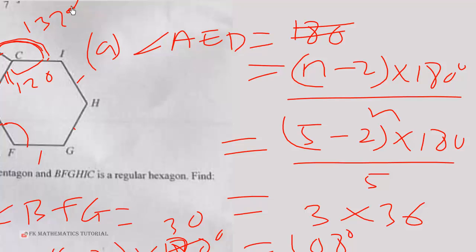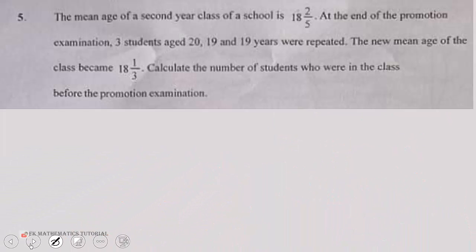Now let's look at question number 5. The mean age of a second-year class of a school is 18 and 2 over 5. At the end of the promotion examination, 3 students aged 20, 19, and 19 years were repeated. The new mean age of the class became 18 and 1 over 3. Calculate the number of students who were in the class before the promotion examination.